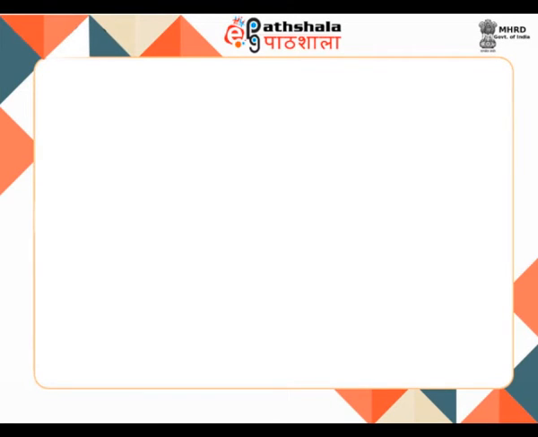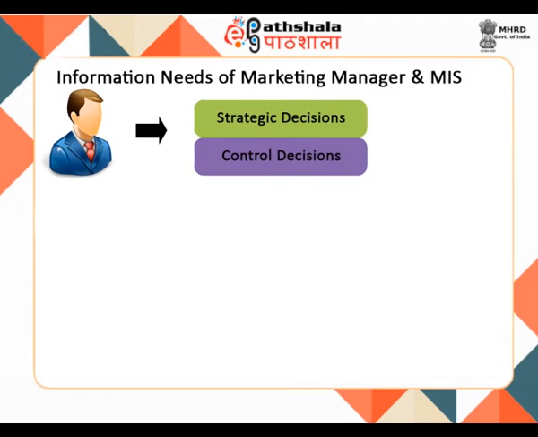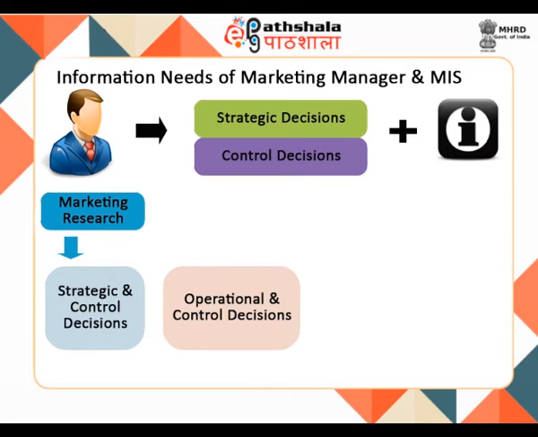Let us now move on to discuss another aspect of this module, that is information needs of marketing manager and marketing information system. A marketing manager is required to take operational as well as strategic and control decisions that are aided by information provided through the marketing research and MIS. The marketing research provides information for strategic and control decisions, whereas operational decisions and control decisions to some extent are guided by regular information served by MIS.